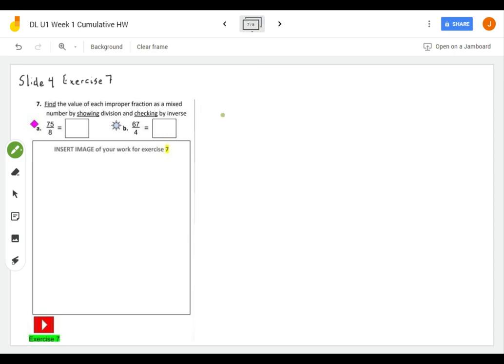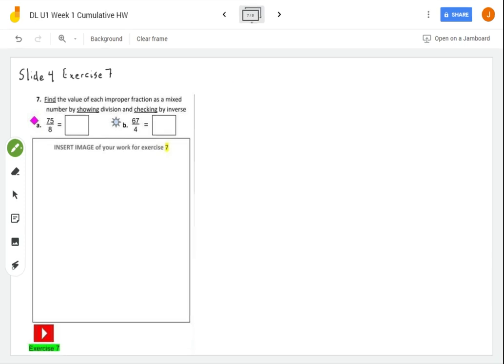All right, so this problem is very similar to exercise 6. So if you've already watched the video on exercise 6, this will be even easier for you in some senses, but it does have a bit of a twist to it that exercise 6 did not have. Each of the problems begins as an improper fraction, a fraction that represents more than a whole. And our goal is to express it as a mixed number by using division, and then we'll check by inverse.